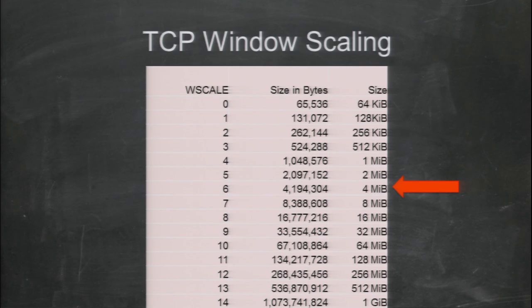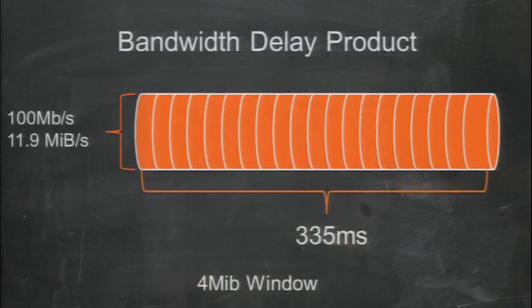I highlight the 6 because 6 is actually the TCP window scale that S3 advertises out to you guys. And at 4 megabytes, that allows us to say on a 100 megabit pipe, we can have our customer 335 milliseconds away and keep that pipe full. If they're a little further than that, we will start stalling the connection again. But 335 milliseconds is pretty much all the way around the world. So it ends up working out quite well.